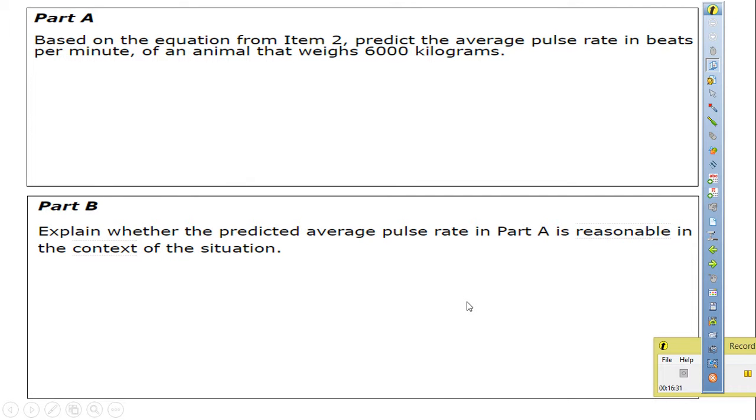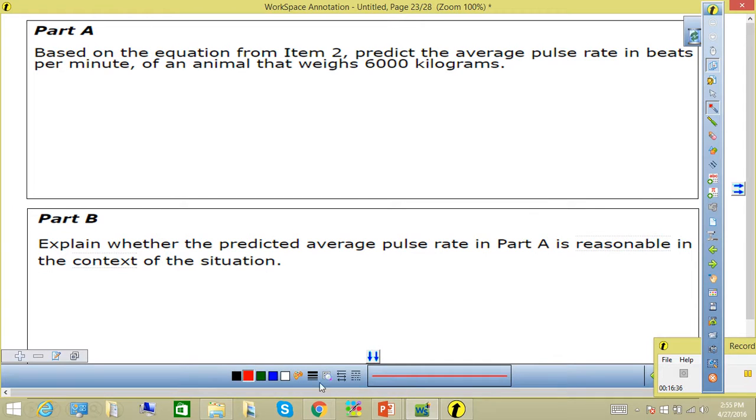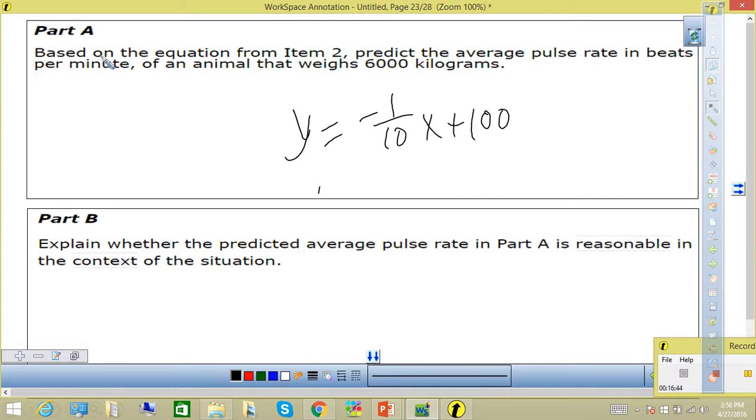Look up. Based on the equation, let me write my equation. You don't have to write this down. Just pay attention. Y equals negative 1/10 x plus 100. Based on the equation from item 2, predict the average pulse rate for an animal that weighs 6 dozen kilograms. Now, what are we going to do with this number? Do we substitute into the y, or do we substitute into the x? And why? Talk it over with your neighbor. Which one and why are you going to substitute in there? Go.